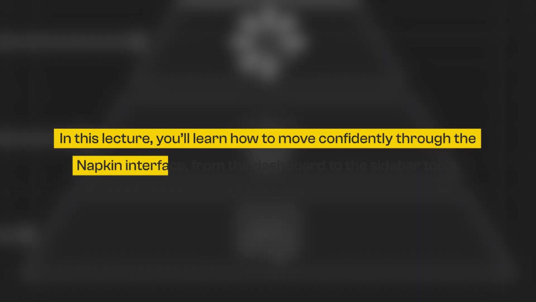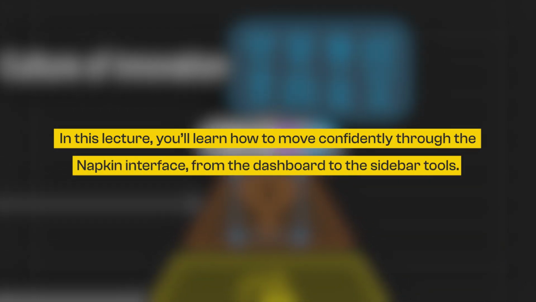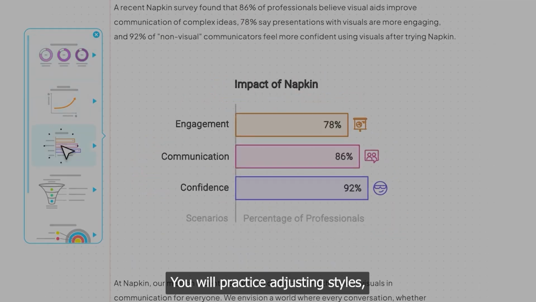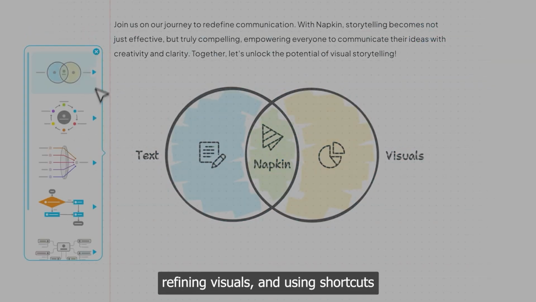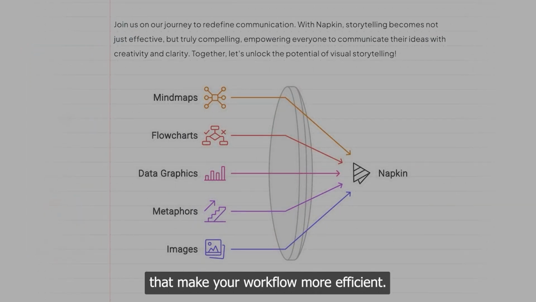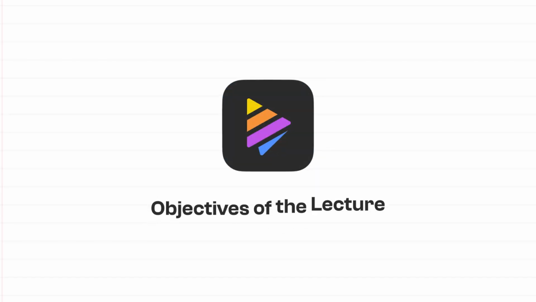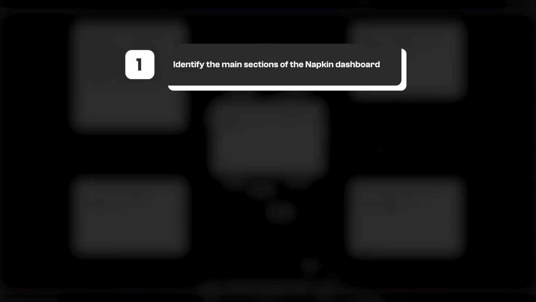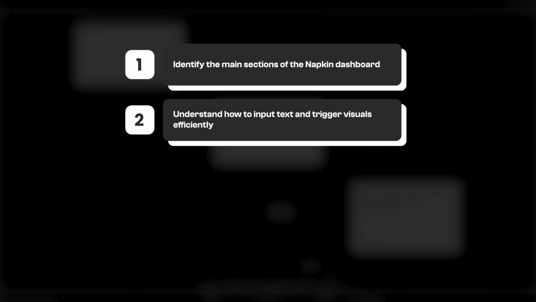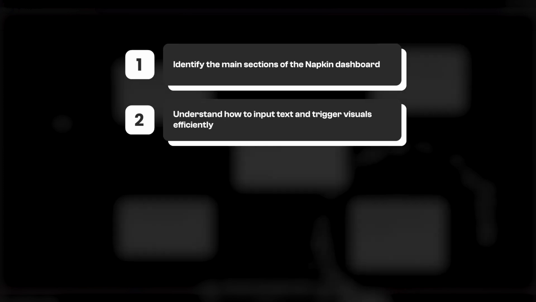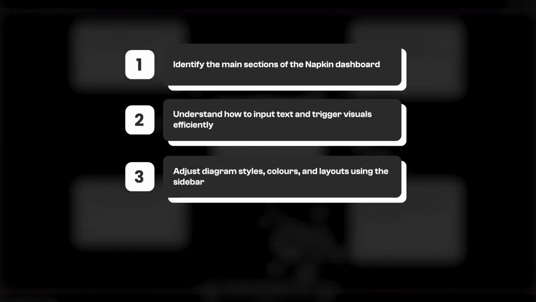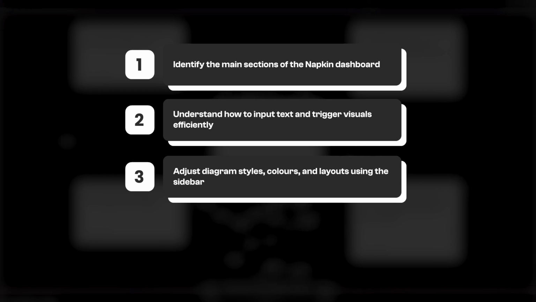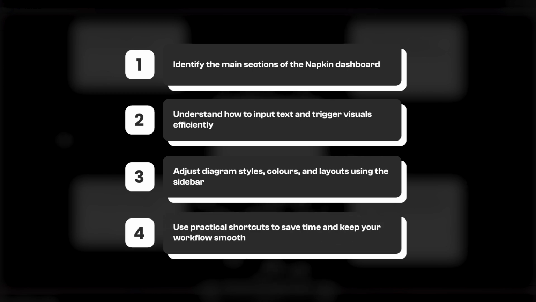In this lecture, you will learn how to move confidently through the Napkin interface, from the dashboard to the sidebar tools. You will practice adjusting styles, refining visuals, and using shortcuts that make your workflow more efficient. Objectives of the lecture. By the end of this lecture, you will be able to identify the main sections of the Napkin dashboard, understand how to input text and trigger visuals efficiently, adjust diagram styles, colors, and layouts using the sidebar, and use practical shortcuts to save time and keep your workflow smooth.